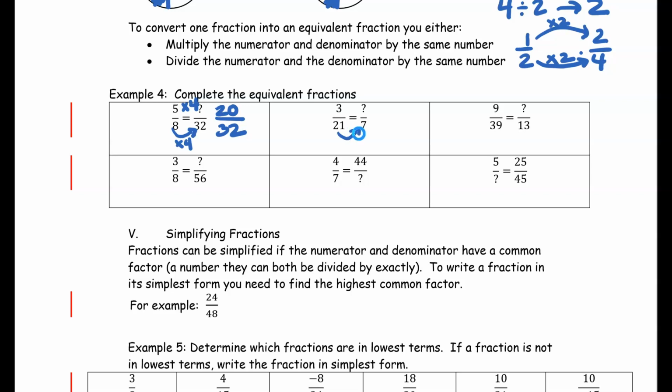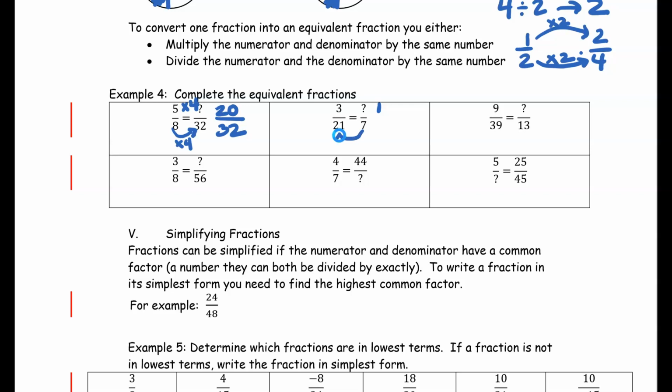So 21 divided by 3 is 7. 3 divided by 3 is 1, so 1/7. And I know I just said, let's stick with the multiplication. You could have done this using multiplication, and I'll show you that also.